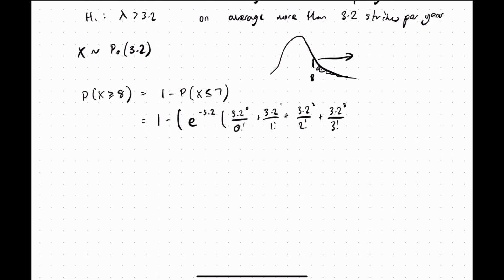3 factorial plus 3.2 to the power 4 over 4 factorial plus 3.2 to the power 5. Can someone be doing this as I'm writing it down? Because I'm sure you can work out what comes next. I'm running out of space.